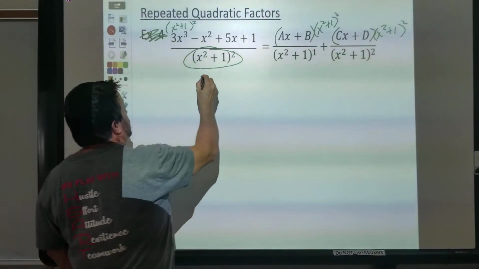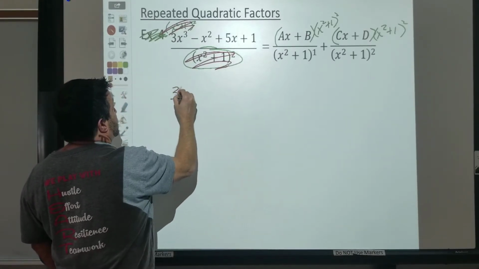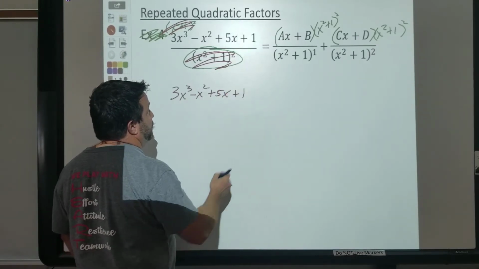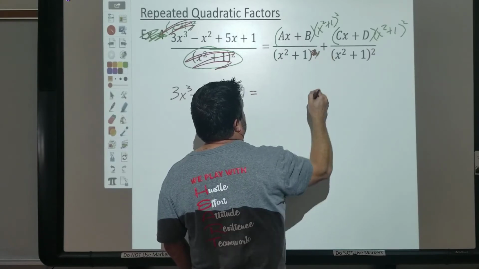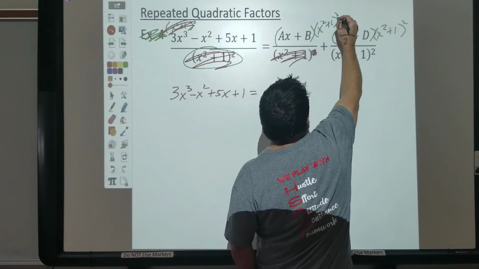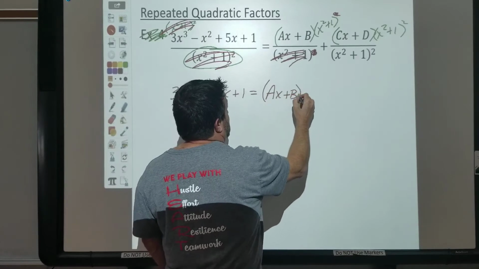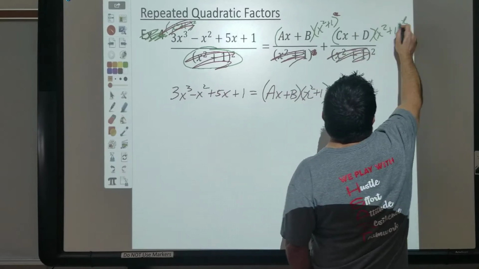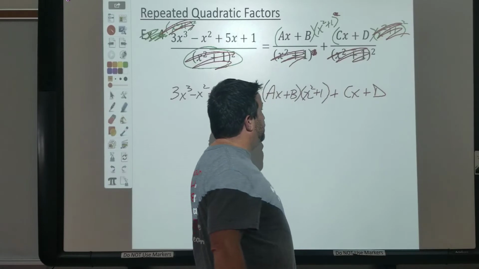Now what that allows me to do is these two factors down here cancel out with both of those. So all I have left on the left side is 3x cubed minus x squared plus 5x plus 1. On this side, I have a single factor of x squared plus 1 here. So it doesn't cancel out both of them, it only cancels out one of them. So I still have ax plus b times x squared plus 1. Here, it cancels out with both of those factors, so I'm left with cx plus d.